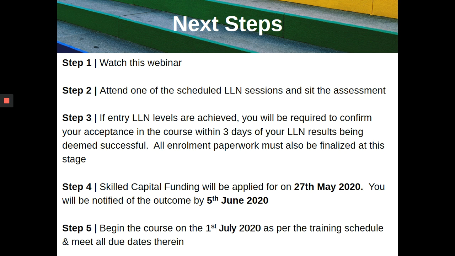Once we apply and we receive confirmation from the ACT government that we have secured you a place, we will let you know by the 5th of June if we've been successful and next steps with regards to engagement in your study. Your first official unit of competency, however, starts on the 1st of July, and that's when you'll officially engage in your Cert 3 Business Admin and commence your studies.